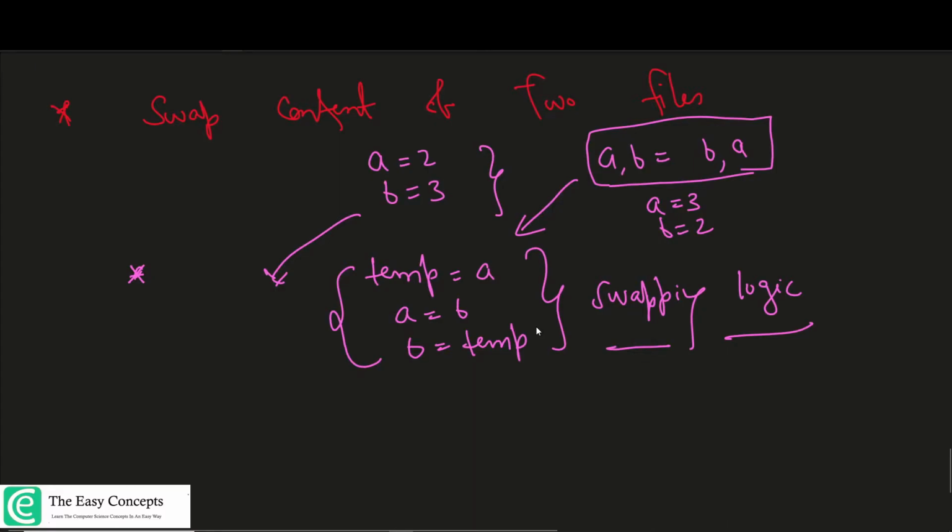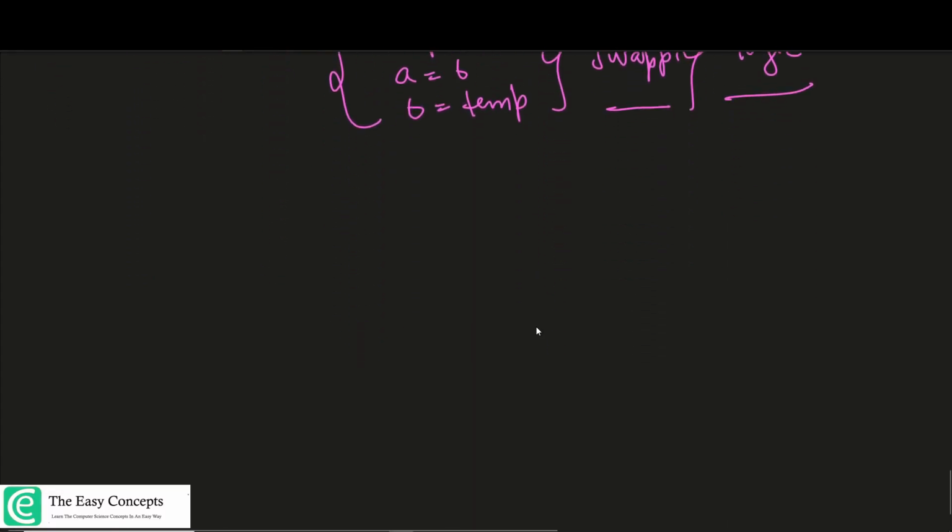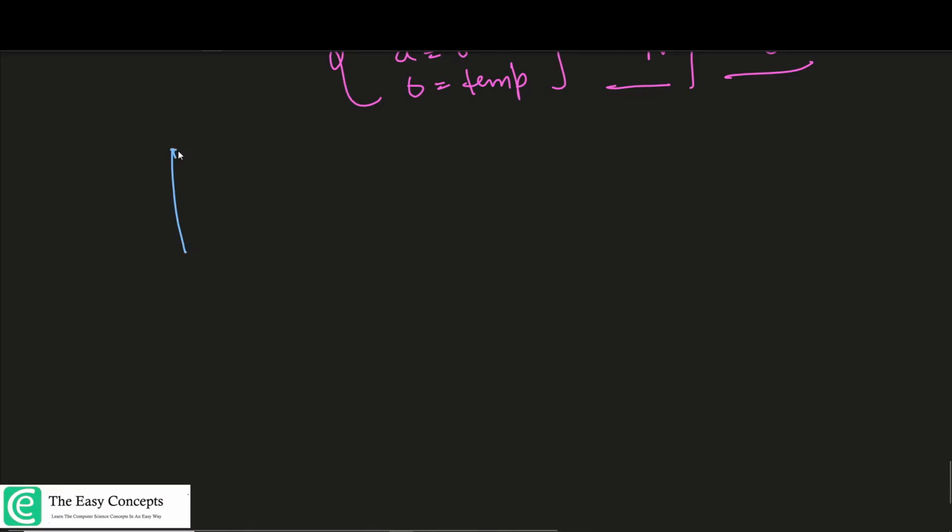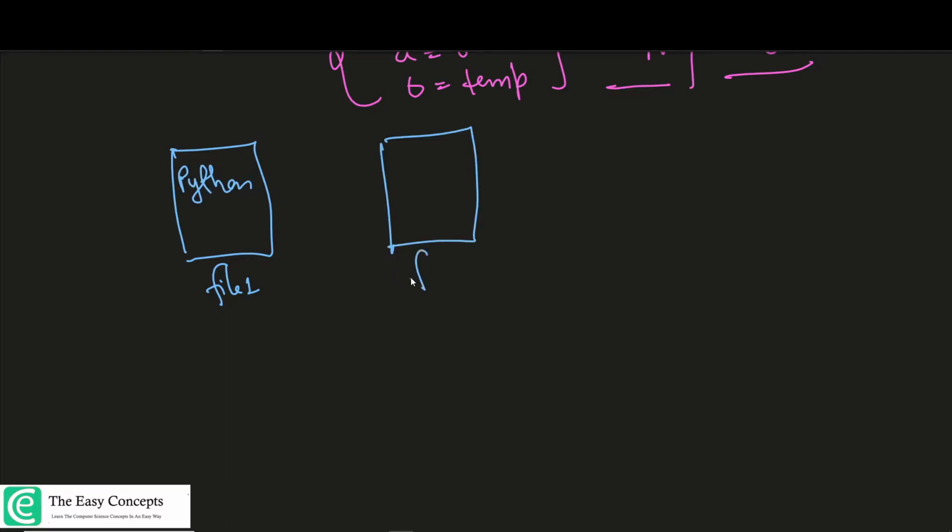So now use this logic and swap the content of two files. Let's create a file here. This is file 1 and it has content Python. Another is file 2 and it has content Java. So basically we have to put Python here and Java here, right?